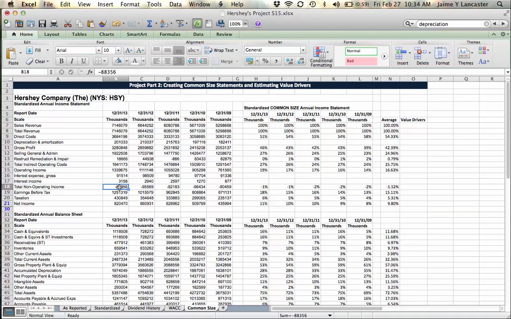Okay, so now we have enough information in our income statement and balance sheet to pull out those value drivers and get going on our forecast.